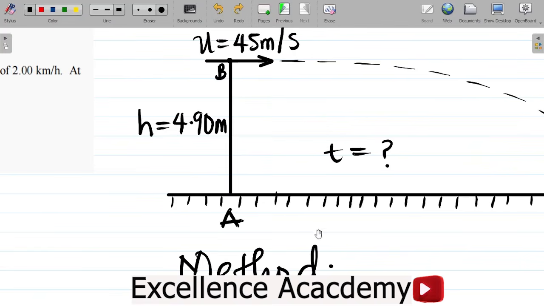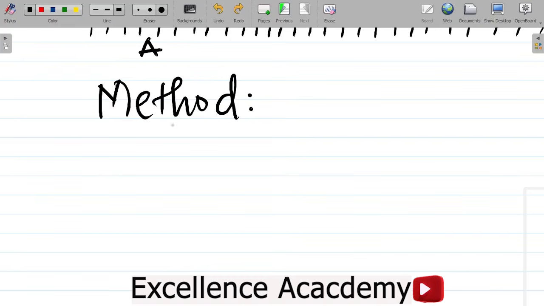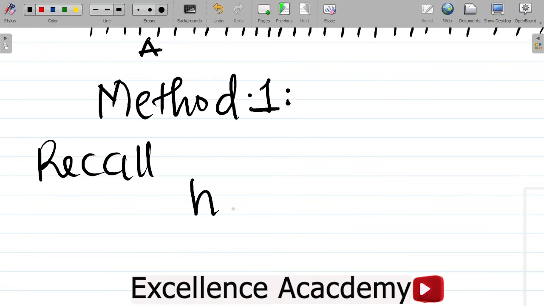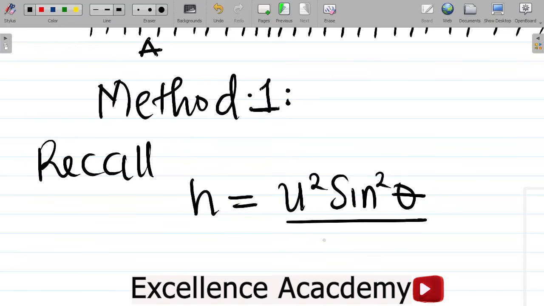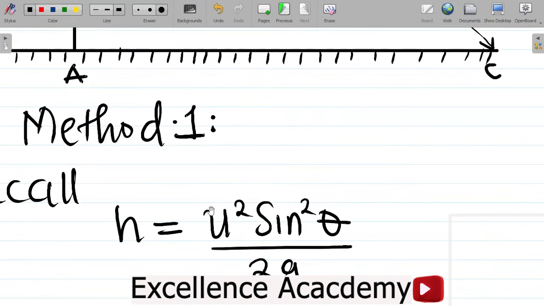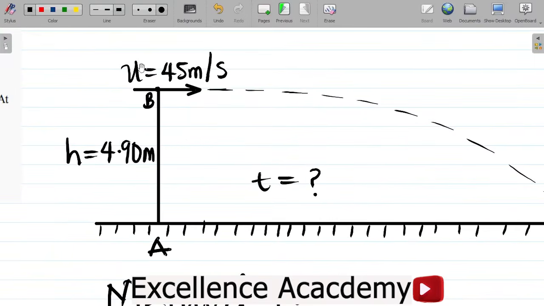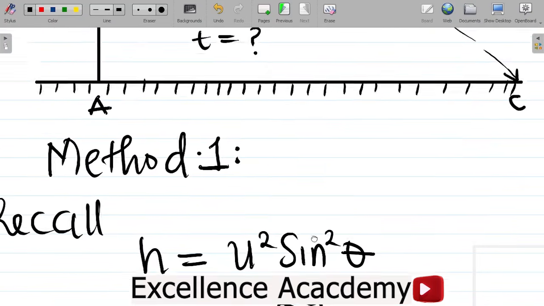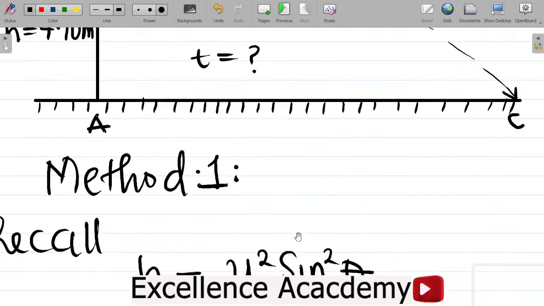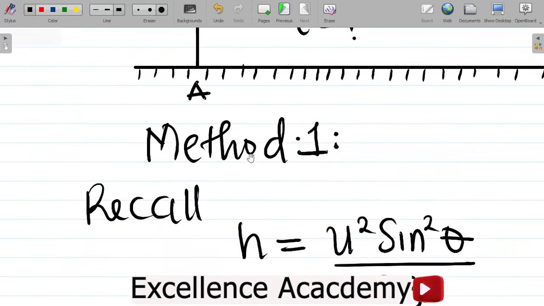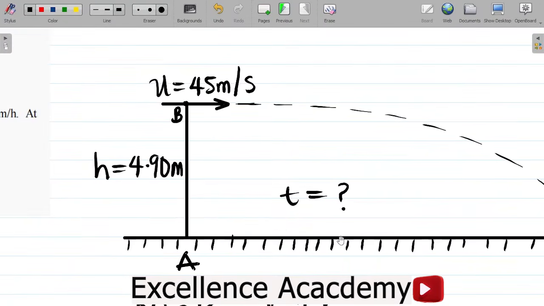Let's recall the formula for maximum height. This is method one. Recall that the maximum height, H max, which is h here, is equal to u squared sine squared theta all over 2g. This is the formula to get maximum height. The value of u, the initial velocity, is given as 45, but the value of theta is not given. So let's find theta first.